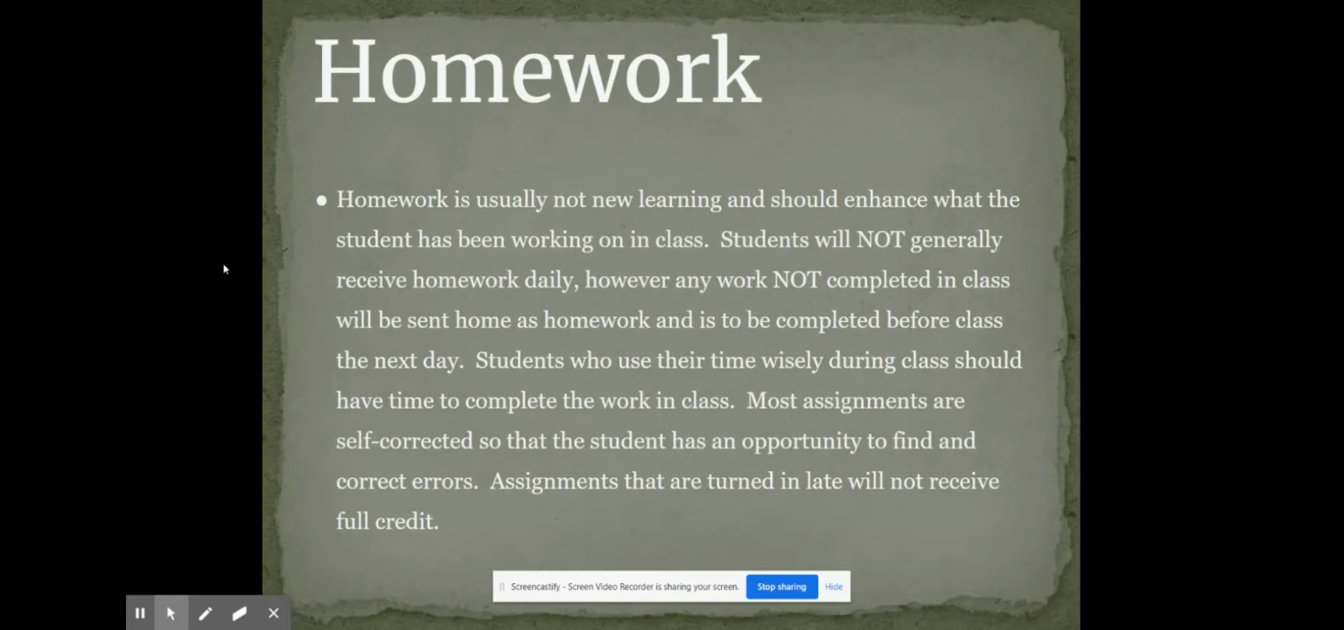Homework. Homework is usually not new learning and should enhance what the student has been working on in class. Students will not generally receive homework daily. However, any work not completed in class will be sent home as homework and is to be completed before class the next day. Students who use their time wisely during class and during Viking time should have time to complete most of their homework. Most assignments are self-corrected. The student has an opportunity to find and correct errors. Assignments that are turned in late will not receive full credit.